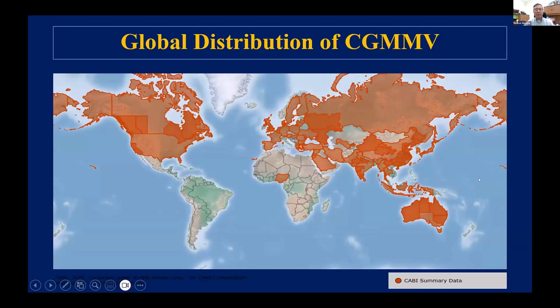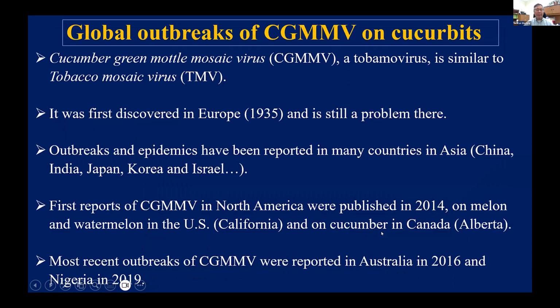This is taken from the distribution map of the world. You can see it is quite widespread, in many places in Europe and Asia, but the most recent reports are in North America and Australia, and the most recent one is actually in Africa, in Nigeria. So this is where it can be quite widespread in the world. So why are there these global outbreaks?